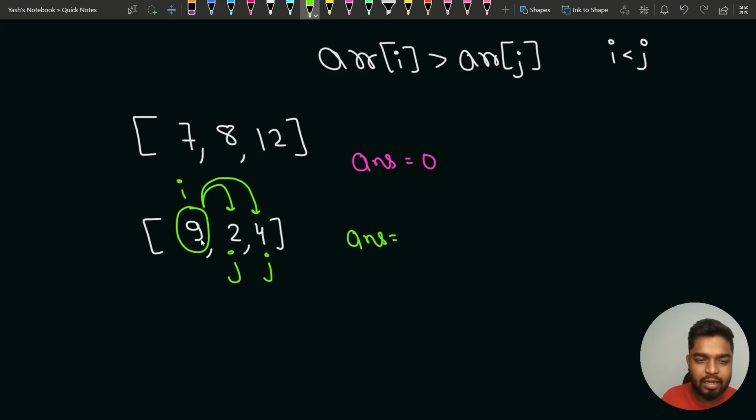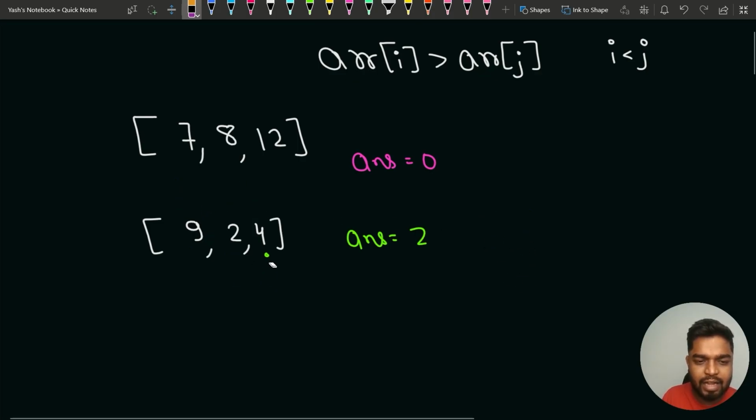So how many counts can I have here? 2, because 9 is greater than 2. I have one pair 9 comma 2, and another pair 9 comma 4. Now if you put your i index at the element 2 and j will be here, this is not an inversion because the ith element is not greater, so we will not count it. So for this test case the inversions were 2.